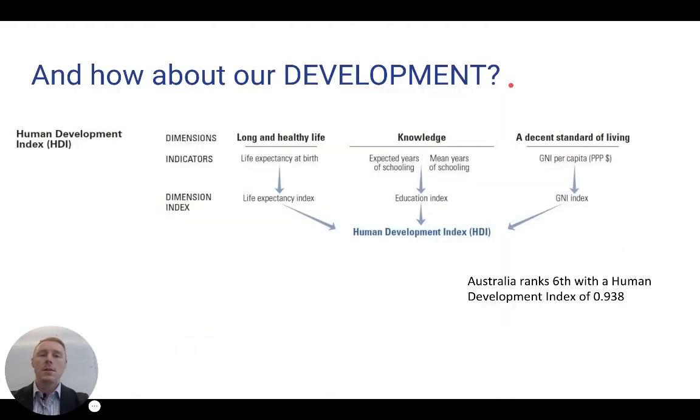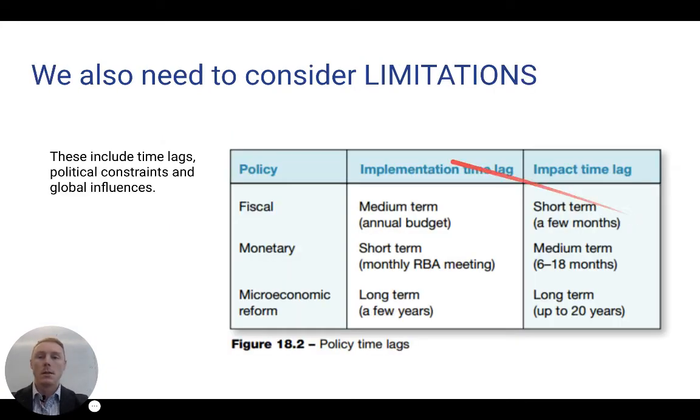The next thing to consider is our development. If that's relevant to the goals of the policy that you're looking at, not only our growth, but our development, this can be measured by the Human Development Index. So factoring in 3 different parts, health, education, and income, putting that together to make the index. In Australia, we rank 6th with a Human Development Index of 0.938. So again, we must be doing something right through our policy.